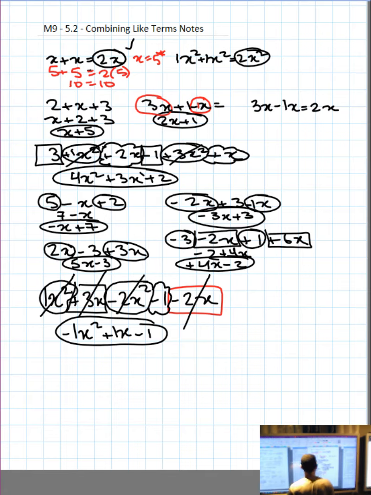So we've taken a look at the definitions. We've taken a look at adding and subtracting. Now we're going to multiply and divide.